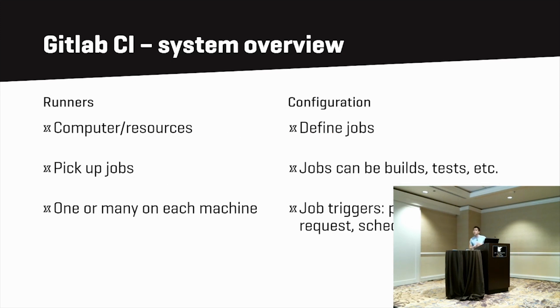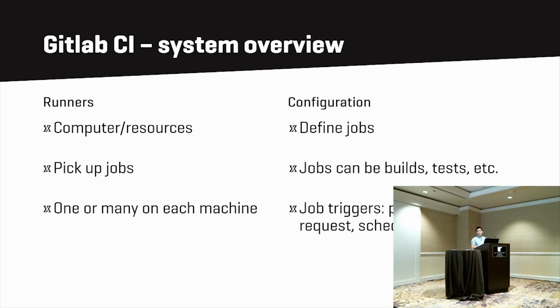So this is actually what you need for the whole system. You need so-called runners, which are just the computer resources to pick up jobs whenever there are any jobs available. And depending on the size of your runner machine, you can have one or many running on them concurrently. And you also need a configuration, which I will show you later on too, how it works, where you define the jobs. A job can actually be anything, but in this presentation we're going to limit it to builds and tests.